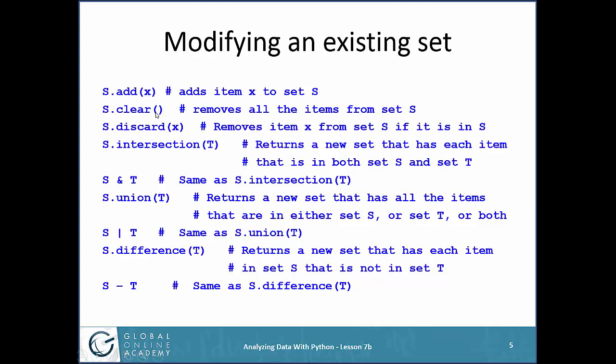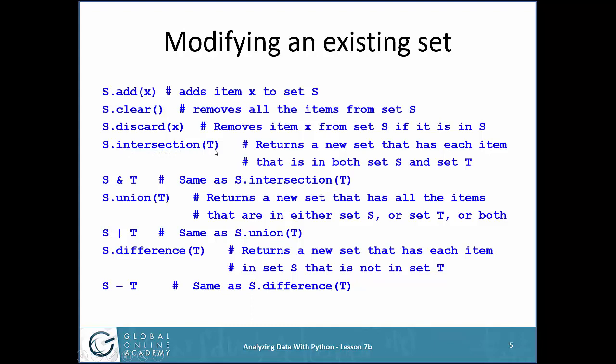Set.clear will remove all the items from set s. S.discard(x) removes item x from set s if it's in there. So if you want to discard a 3, it'll get rid of the 3.